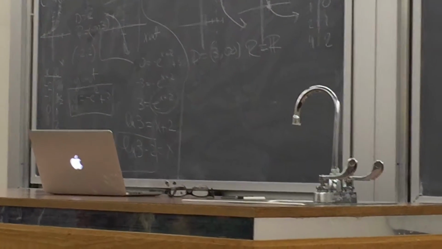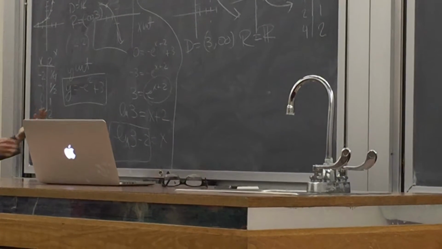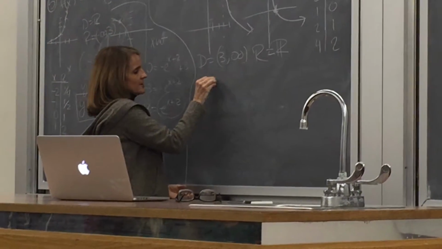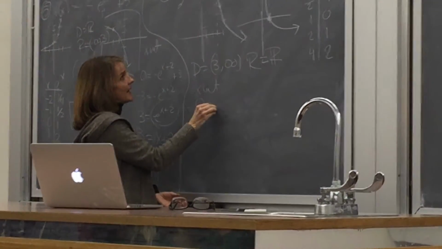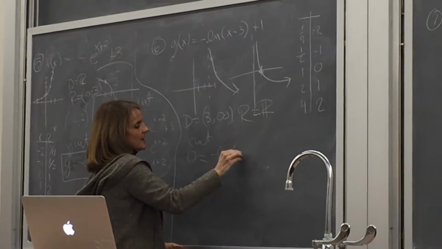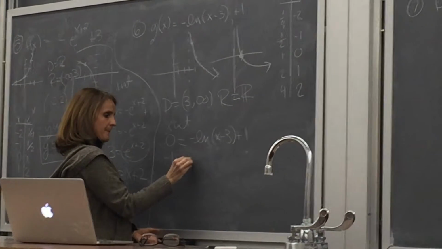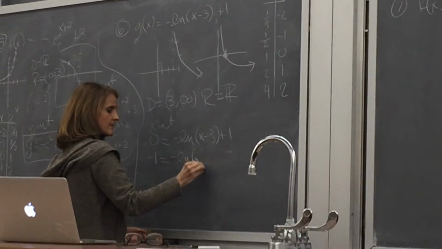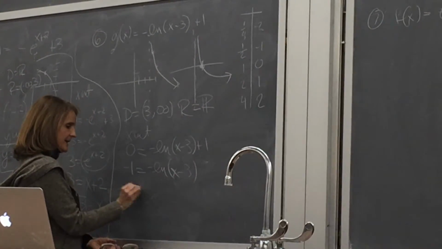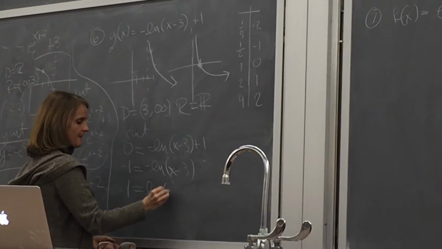Okay, to find the x-intercept, I put 0 in for y. So for my x-intercept, I put 0 in for y, and I'll have 0 equals negative natural log of x minus 3 plus 1. So I subtract down to 1. Divide by a negative.